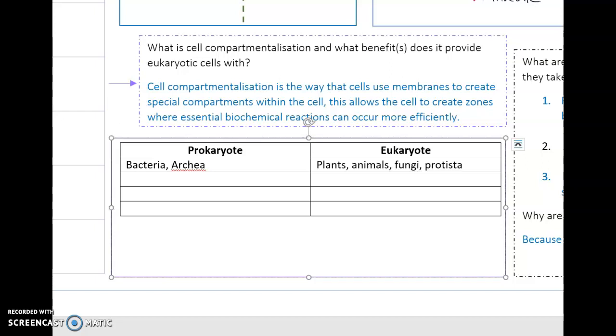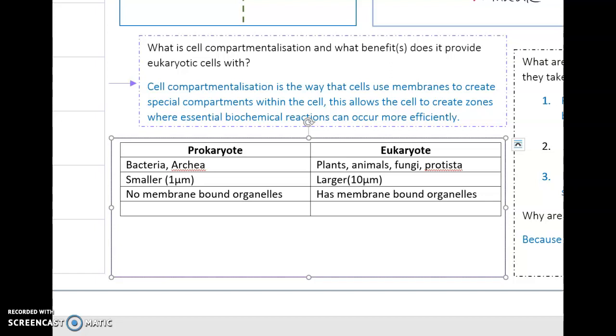In terms of size, prokaryotes are far smaller than eukaryotes. So bacteria sit at about 1 micrometer, whereas animal cells start at 10 micrometers, and plant cells can be, on average, a little bit larger. Another important difference is that prokaryotes don't have membrane-bound organelles, whereas eukaryotes do. Eukaryotes do the compartmentalization. That's why they can be a bit larger, because they're more organized.